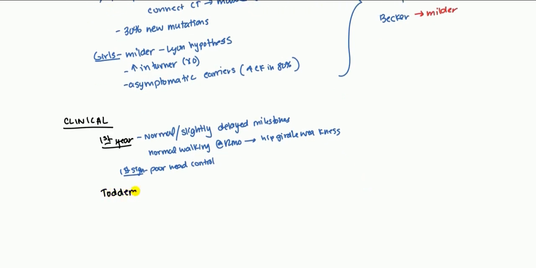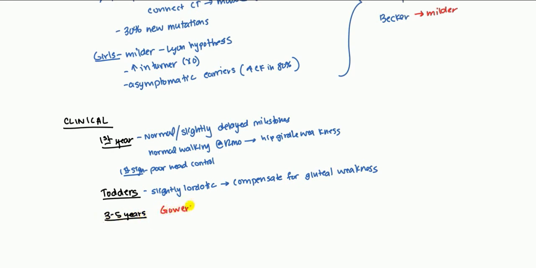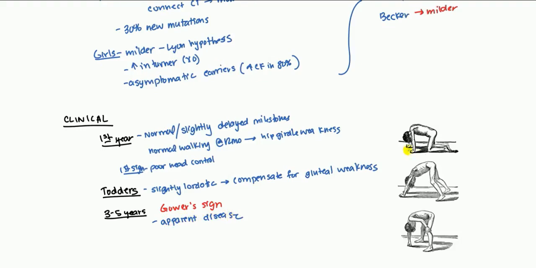Then as they become toddlers, they tend to walk okay. They tend to be slightly lordotic, and this is because they're trying to compensate for gluteal weakness, because one of the first muscles affected is within the hip area, specifically the gluteus. Now, at 3 to 5 years, this is when you start actually noticing the Gower sign. This is a very, very prominent sign, and it makes it very apparent that this patient is suffering from something.